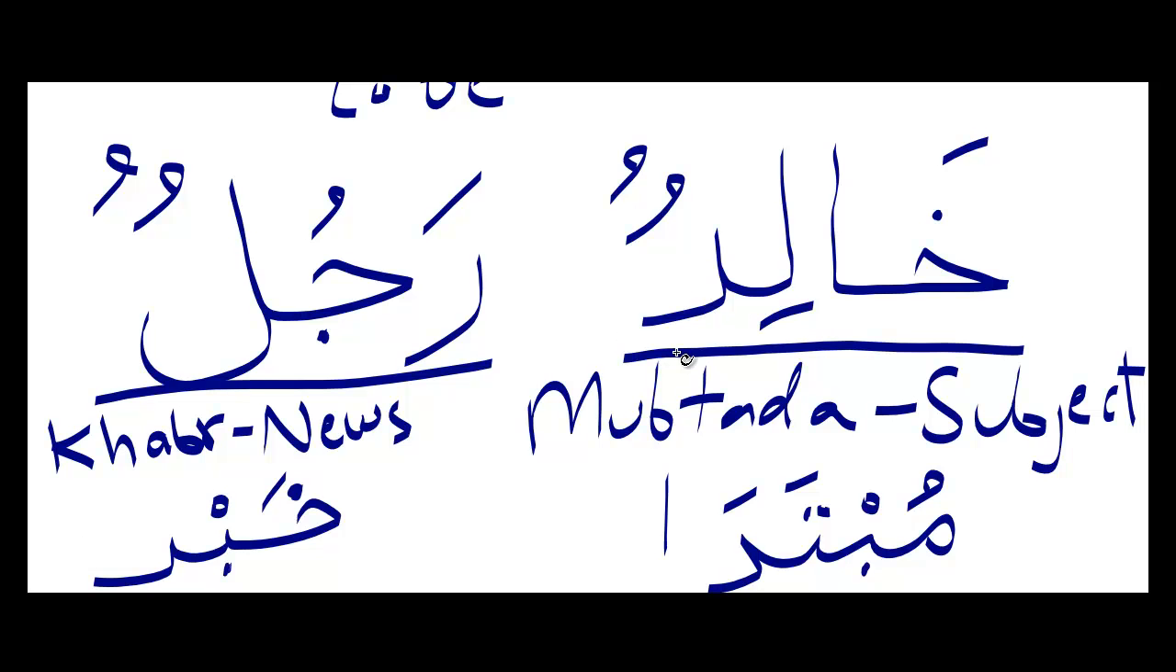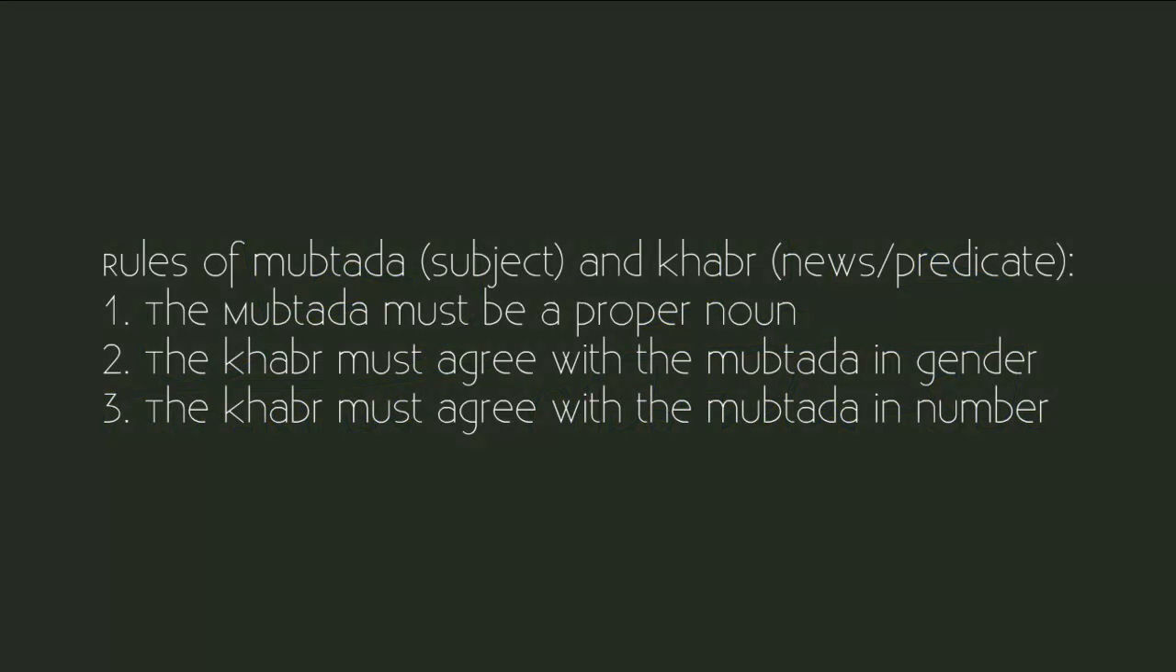So here we have Khalid. Okay, he is the subject of our sentence. And what is the news that we're giving about him? That he is a man. So a man becomes the news, and Khalid is the subject. So the rules of Mubtada and Khabr, what are they? First and foremost, the Mubtada must be a proper noun.